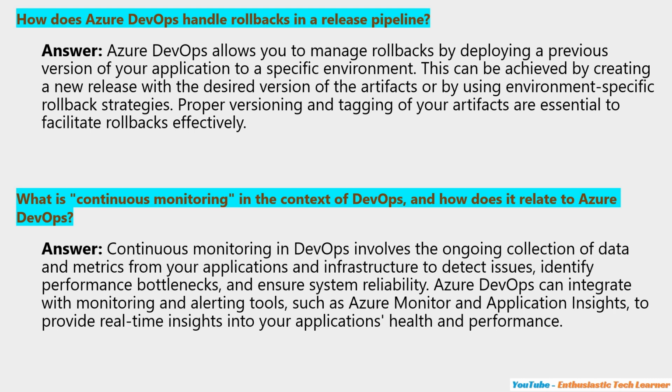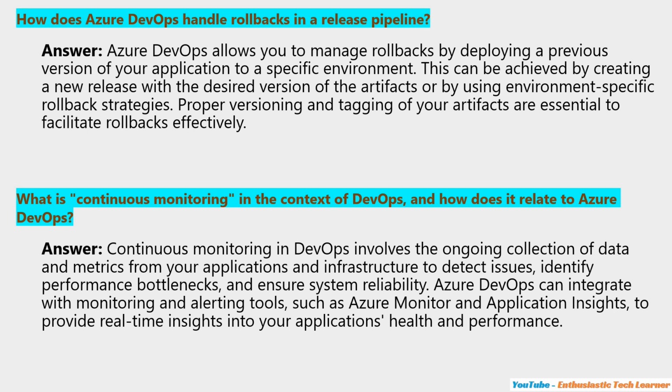How does Azure DevOps handle rollbacks in a release pipeline? Answer: Azure DevOps allows you to manage rollbacks by deploying a previous version of your application to a specific environment. This could be achieved by creating a new release with the desired version of the artifacts or by using environment-specific rollback strategies. Proper versioning and tagging of your artifacts are essential to facilitate rollbacks effectively.